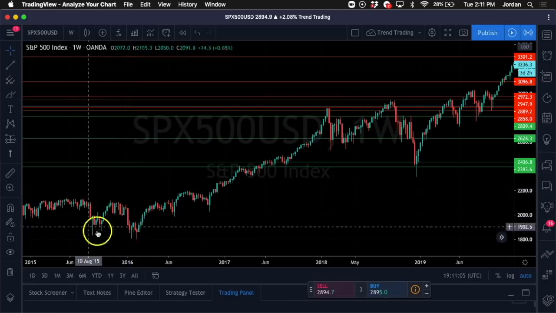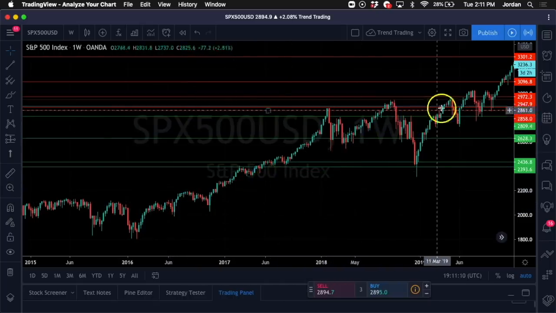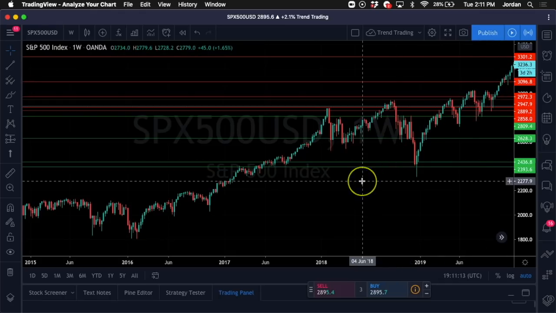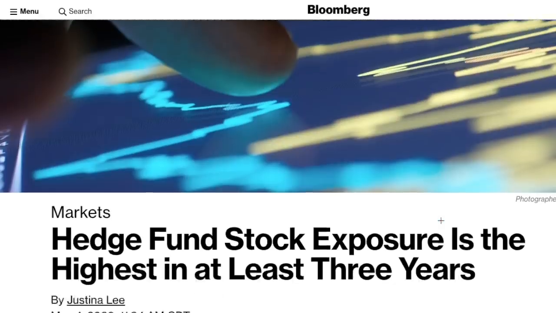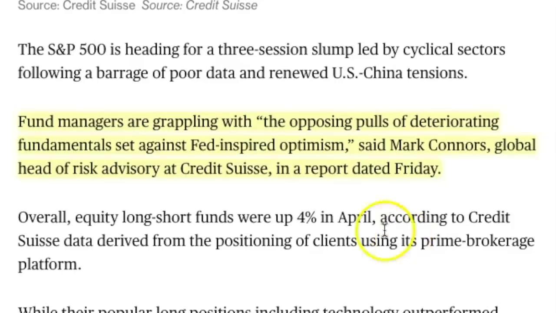You could see now on the bigger scale of things, that was also the low. As for the next few years, we went up to make new all-time highs. Now, when I talked about hedge funds, stock exposure is also the highest in the last 3 years. Managers are grappling with the opposing poles of deteriorating fundamentals, as we've all been looking at on this channel, set against the Fed's inspired optimism, or to translate, the Fed's liquidity. And it's not such an easy thing to be navigating right now, which is why every day we are doing this. We're following what's in front of us.